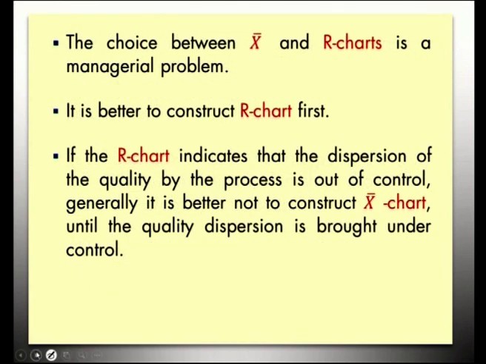It is better to construct an R chart first. If the R chart indicates the dispersion of the quality by the process is out of control, it is better not to construct X bar chart at all until the quality dispersion is brought under control.